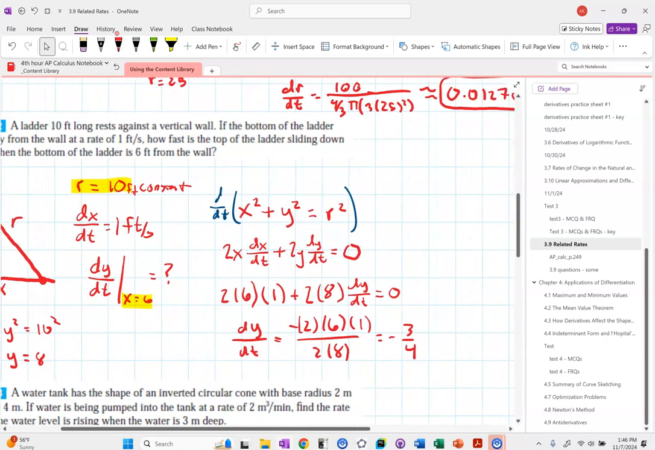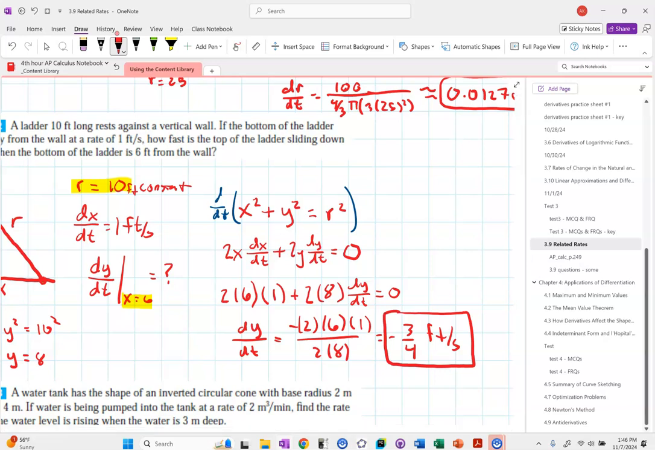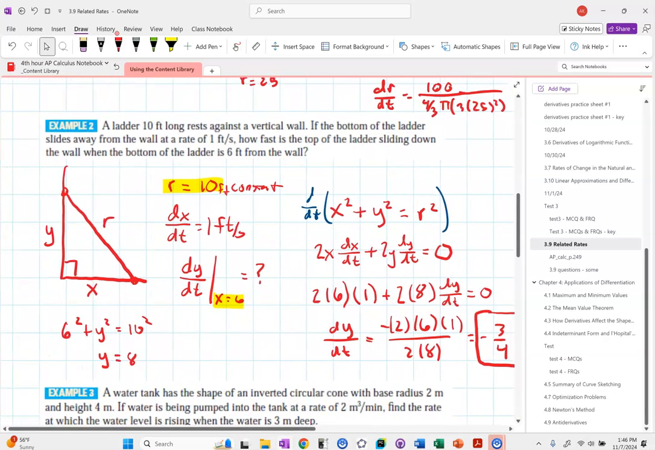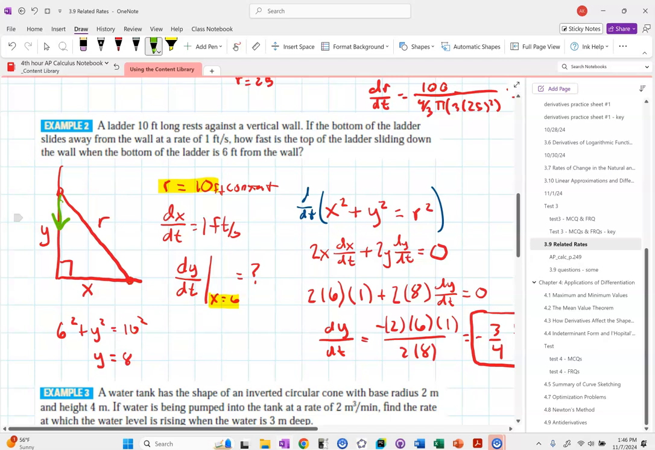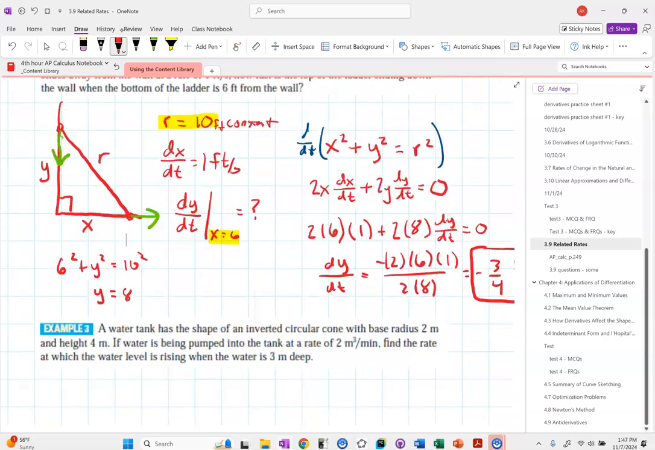So when I subtract and divide, I get negative 3/4. What should the unit be on this? Feet per second, right? Should be the same unit as dx/dt. Well, which direction is the ladder going, right? So I'm not surprised that the rate is negative because it's actually sliding down the wall. In fact, that makes sense. Everybody feel good? So far, so good? Okay.